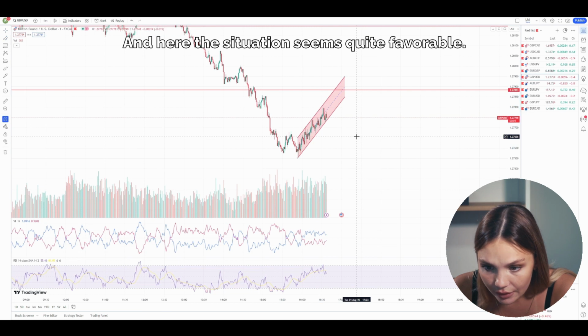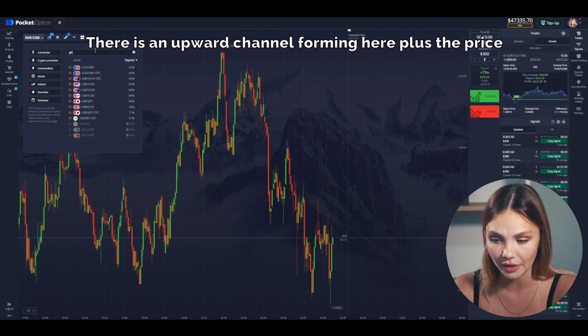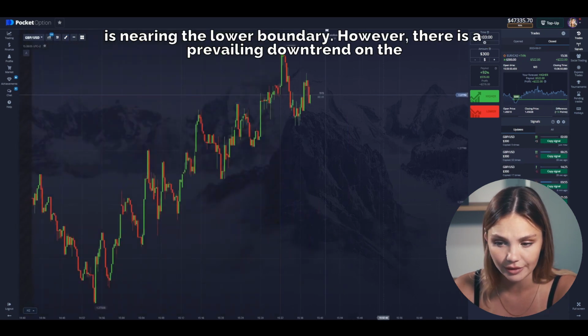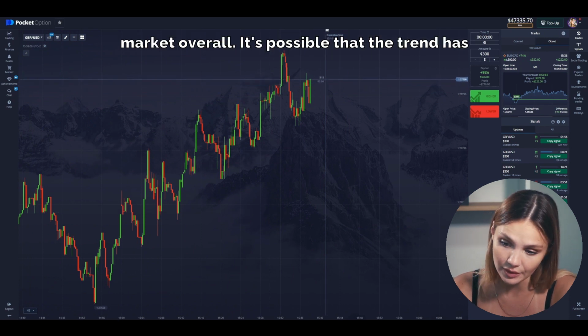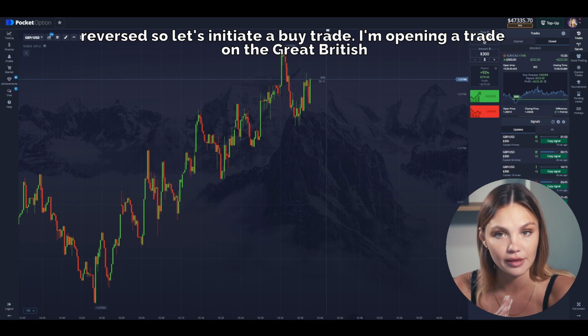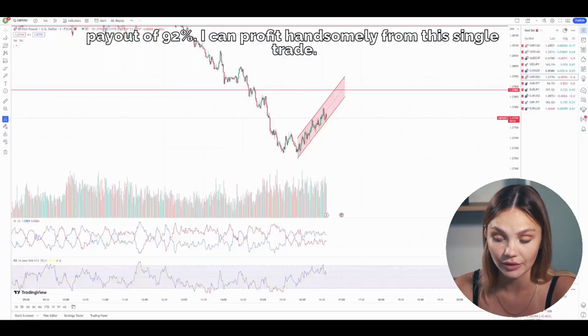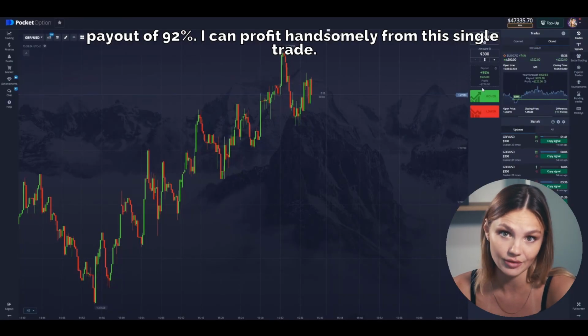And here, the situation seems quite favorable. There's an upward channel forming here, plus the price is nearing the lower boundary. However, there is a prevailing downtrend on the market overall. It's possible that the trend has reversed, so let's initiate a buy trade. I'm opening a trade on the Great British Pound and US dollar, which, by the way, offers a handsome payout of 92%. I can profit handsomely from this single trade.